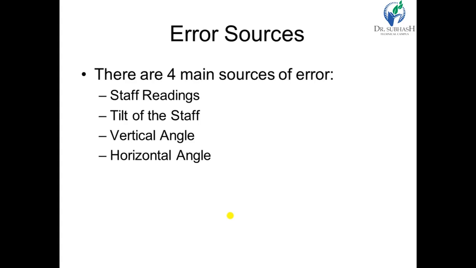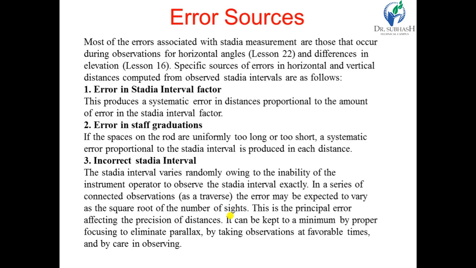Next is the horizontal angle, right? If we measure the wrong horizontal angle during the subtense bar method, we can also get the wrong interpretation and wrong error readings. Now most of the errors associated with the stadia measurement are those that occur during the observation of horizontal angle and the differences in elevation.